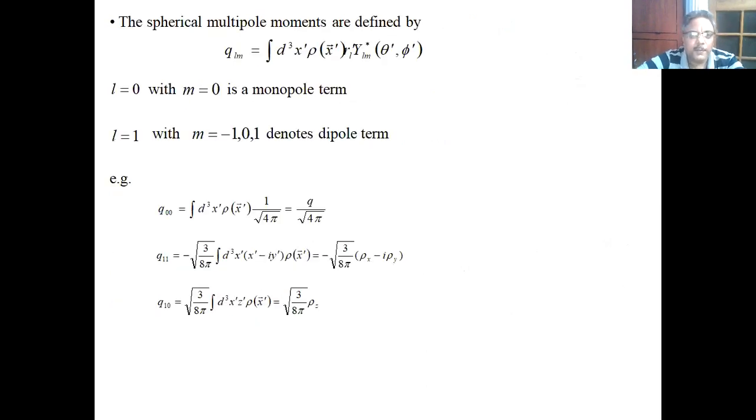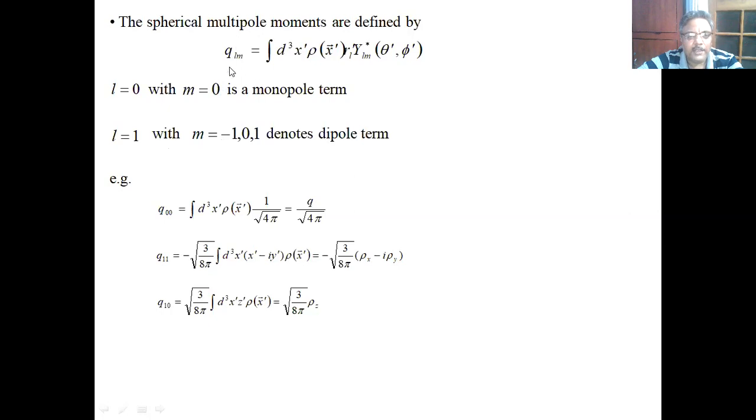The spherical multipole moments, like we defined in the previous expression, are a Legendre polynomial multiplied by the density and integrated over the space. So if we substitute the indices L equal to 0 and M equal to 0, the moment we get is for a monopole. If the indices are L equal to 1, for this L equal to 1, three values of M are permissible. They are -1, 0 and 1, and these three denote the dipole term.